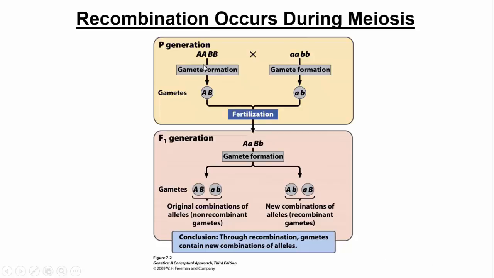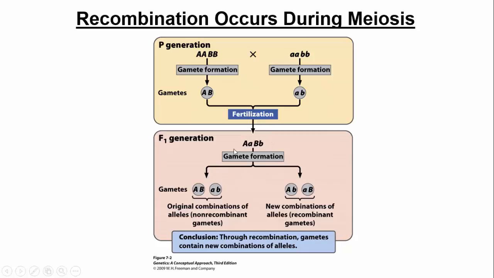So here's an individual that is big A, big A, big B, big B. Here's an individual who's little a, little a, little b, little b. You can see this is the only possible gamete this individual can produce. This is the only possible gamete this individual can produce. These are the F1 individuals you'll get. All right, so you're with me so far. But then I want to show you this.